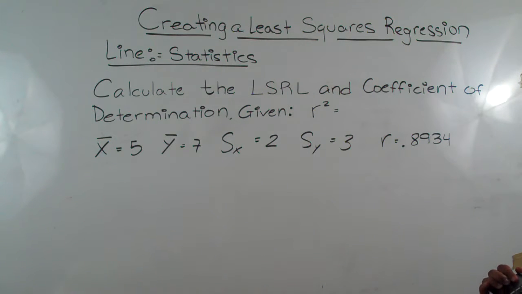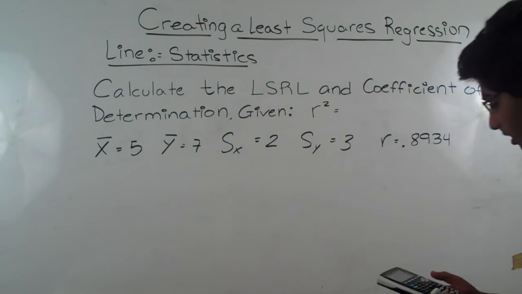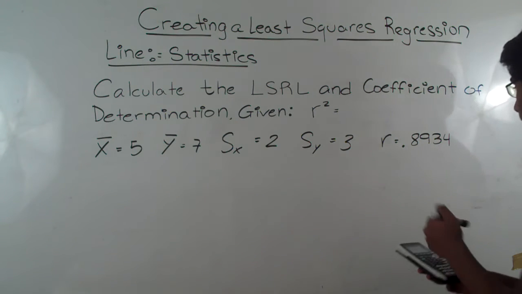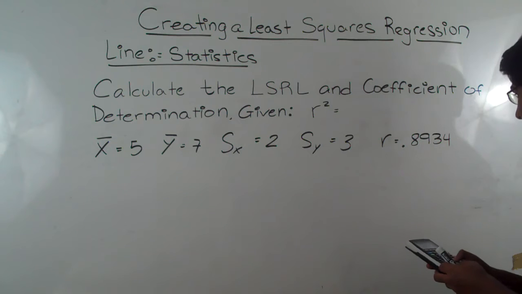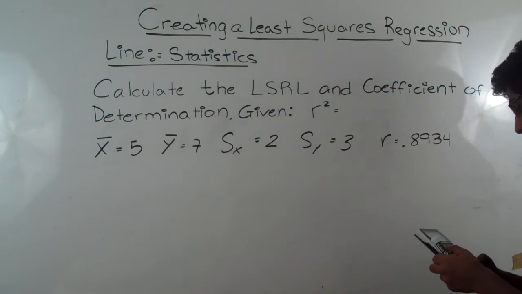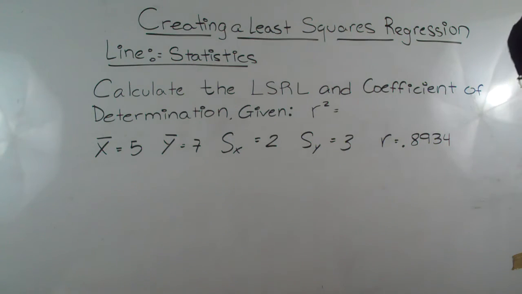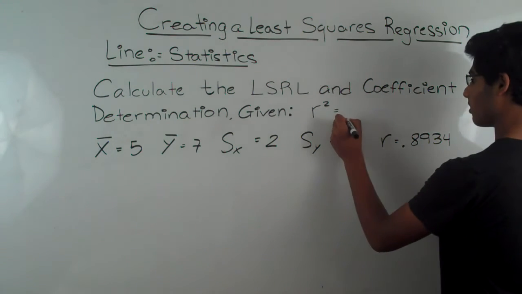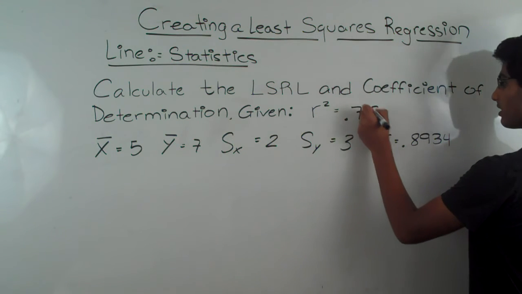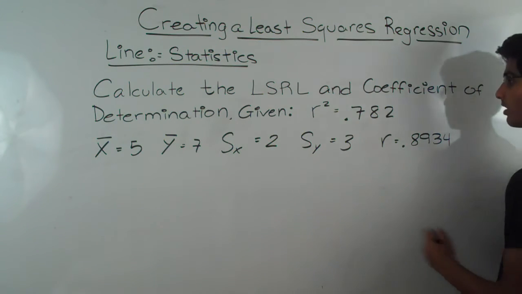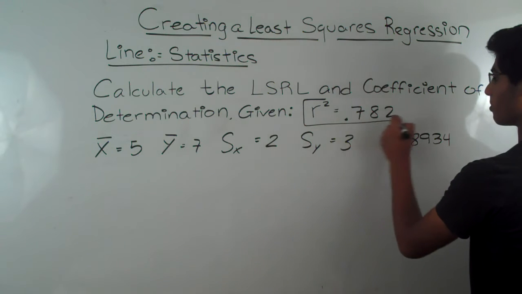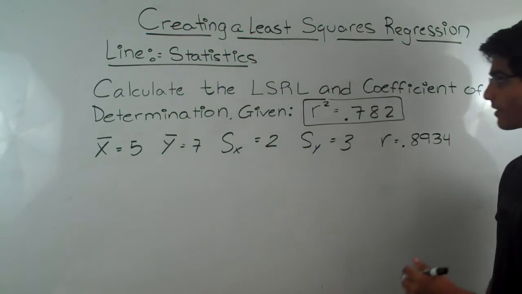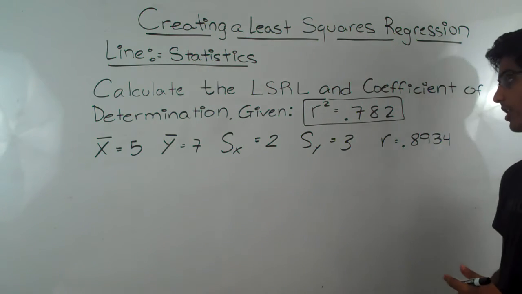So if you put it on your calculator, then you get r squared is equal to 0.8934 squared, which is equal to 0.781, or 0.782 approximately. 0.782. So that's the answer to part B. Now let's figure out the least squares regression line.